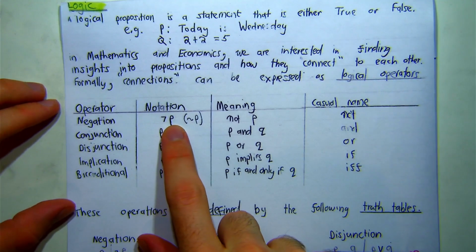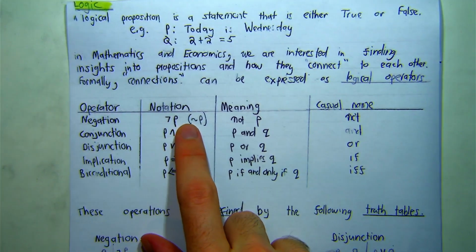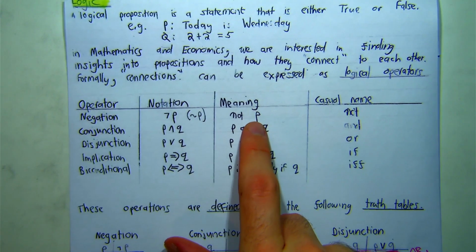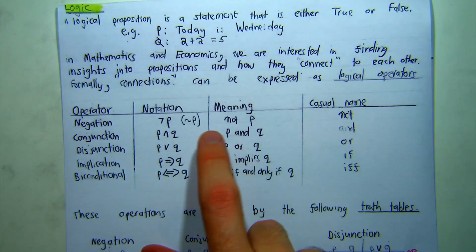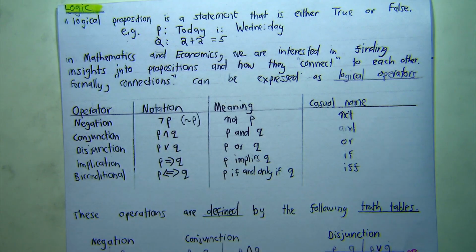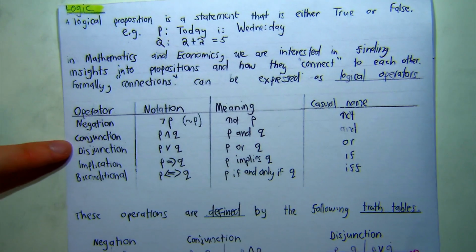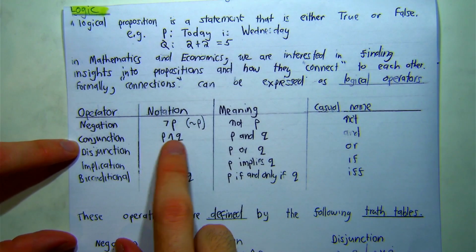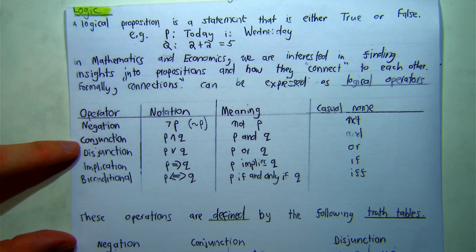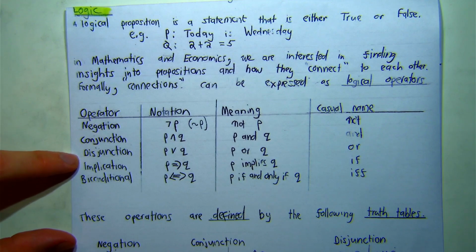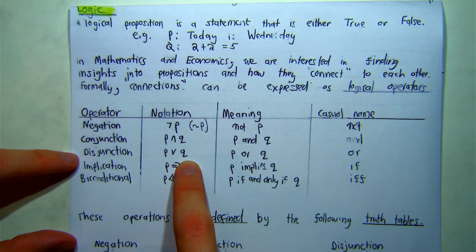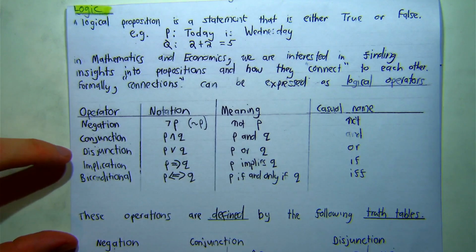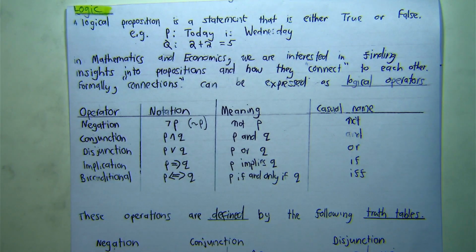Negation is this sign here, which means that it's not that statement. And it's pretty important that we understand this notation because we use it frequently. Conjunction is "and", essentially, where you connect two propositions being true at the same time. Disjunction is "or", so it's P or Q. Either one of those things being true will make the P or Q statement true.